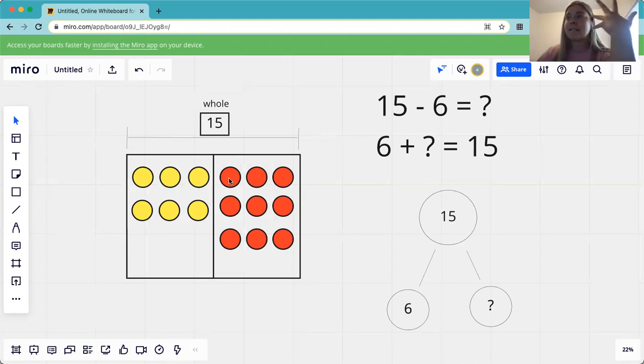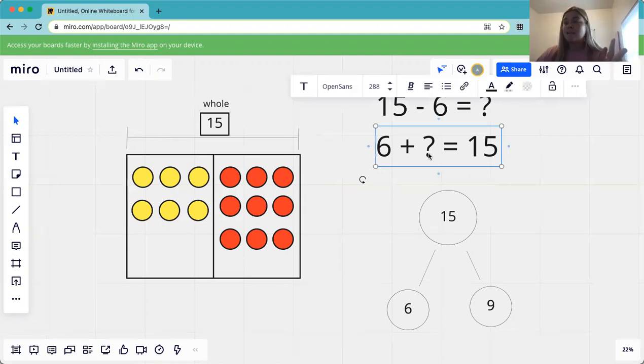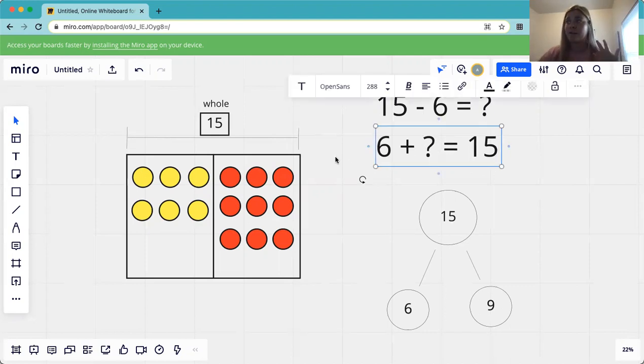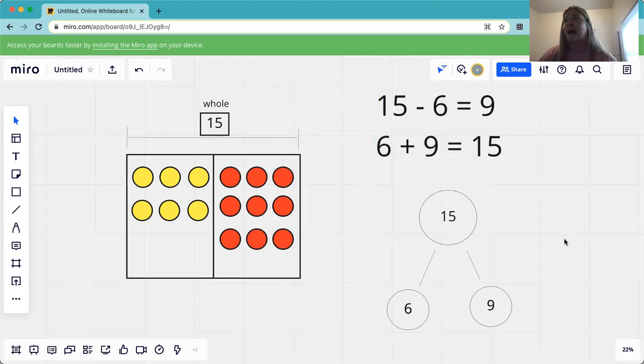So let's try it again. 6, 7, 8, 9, 10, 11, 12, 13, 14, and 15. I'm going to count how many red I have. 1, 2, 3, 4, 5, 6, 7, 8, 9. So my other part is a 9. Taking that subtraction equation and making it into an addition equation helps me find out what my missing part is, what I'm missing in my equation. So 6 plus 9 equals 15, and the same with 15 minus 6 equals 9.